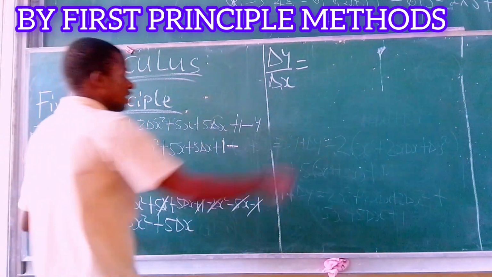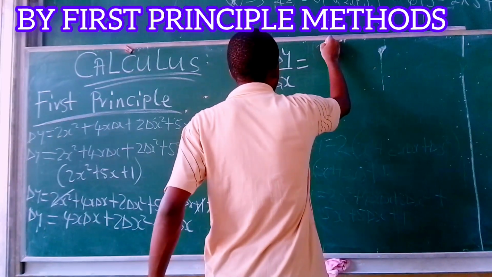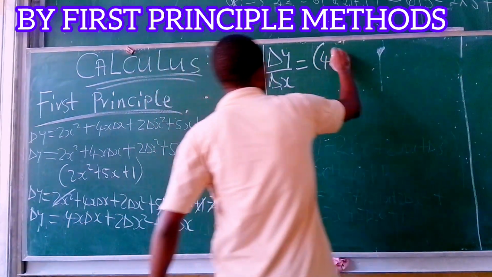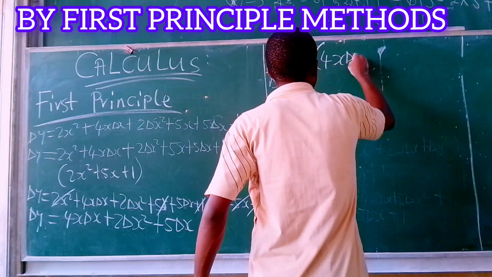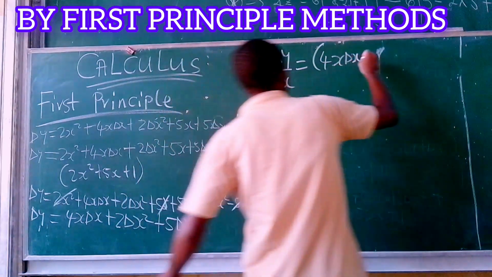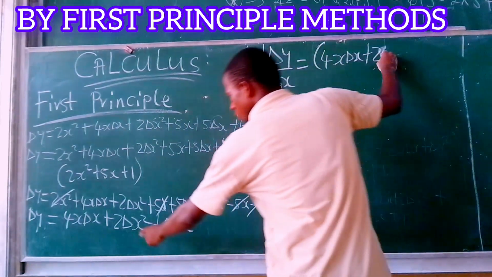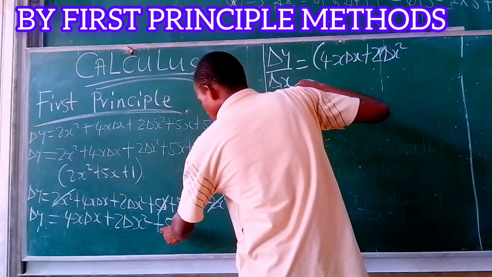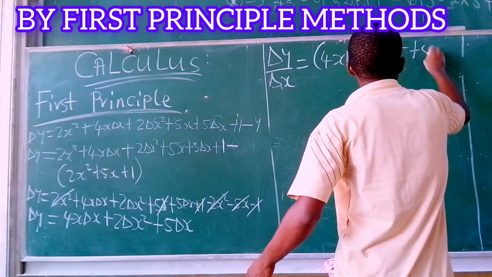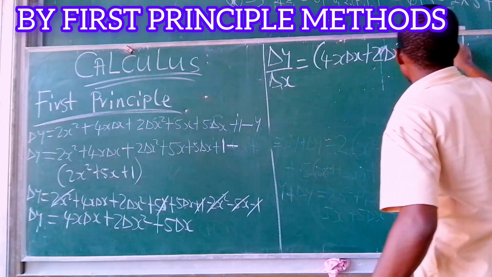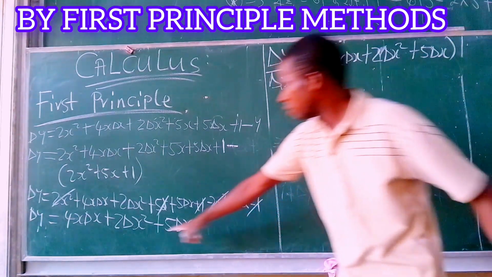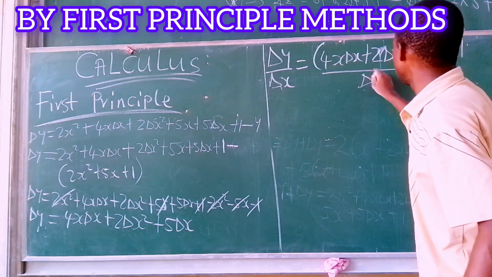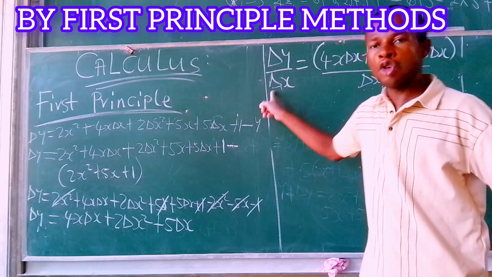On our left and right hand side we have what? Let me just put all of them together. I have 4x dx plus 2 dx square plus 5 dx. I hope you are following. On the right hand side, then you divide by dx. But what we did on the left hand side, we're also going to do on the right hand side, right?